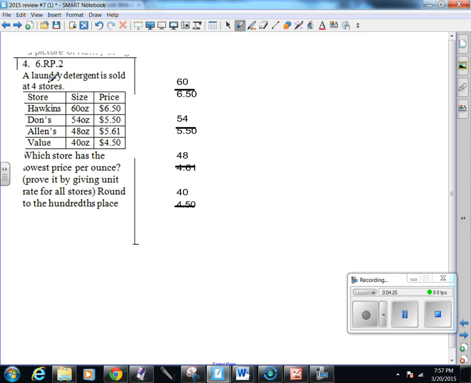A laundry detergent is sold in 4 stores. So I made the fractions. I've got 60 to 650, 54 to 550, and so forth. Which store has the lowest price per ounce? So my numerators are my ounces. So I need to put a 1 here because it's per ounce, or each one. And then I'm going to put a 1 here, and a 1 here, and a 1 here. And now what I have to do is figure out what do I need to do each time to get from there to there and then do the same thing here? And there to there and do the same thing here, etc.